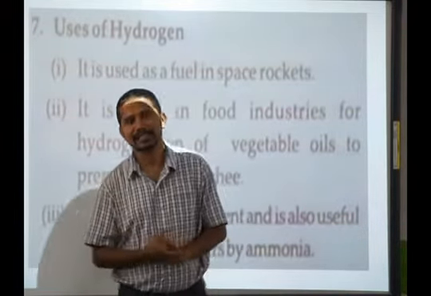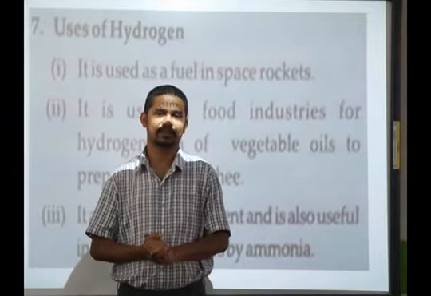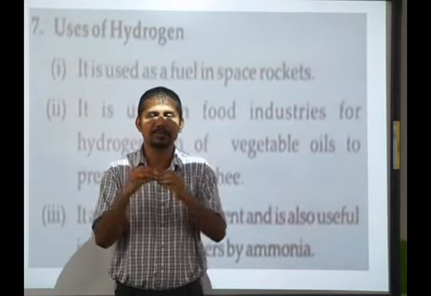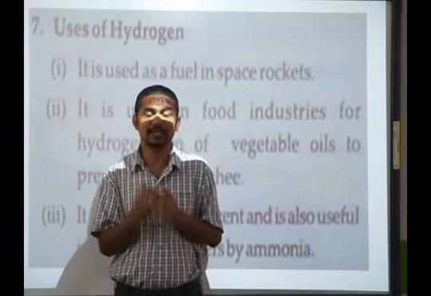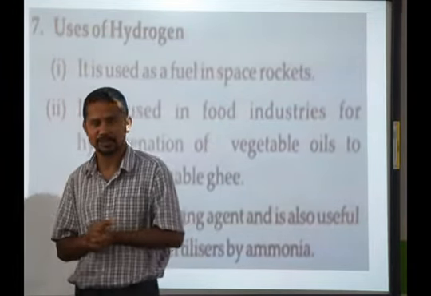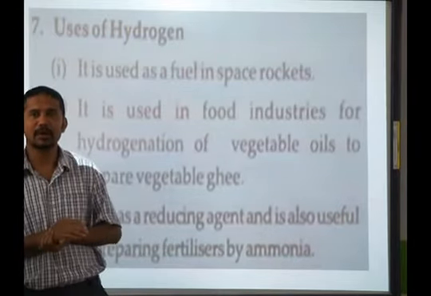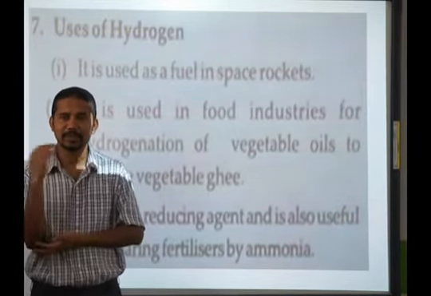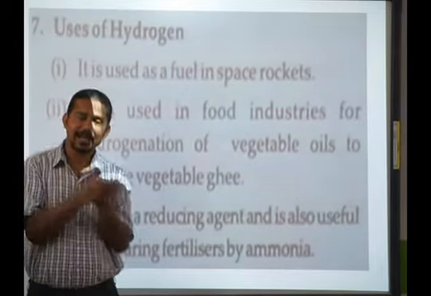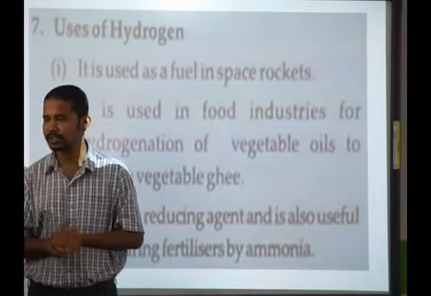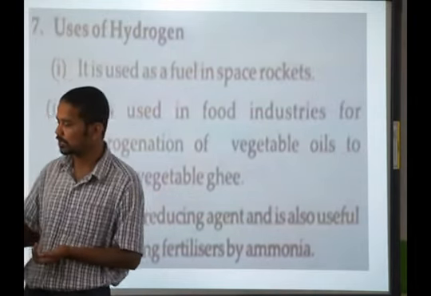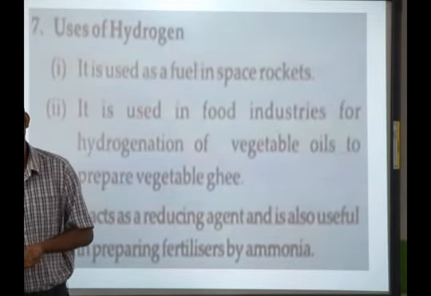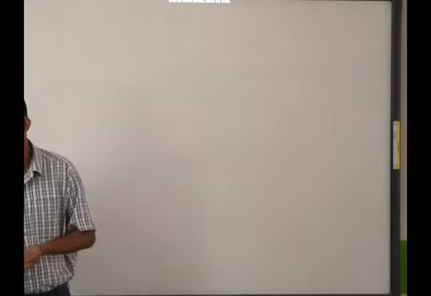And another, it acts as a reducing agent. Reducing agent means it gives electrons, or rather you can say it helps in removing oxygen. The chemical substance that helps in the removal of oxygen is a reducing agent, and hydrogen is also used in preparing fertilizers like ammonia. This much for today.